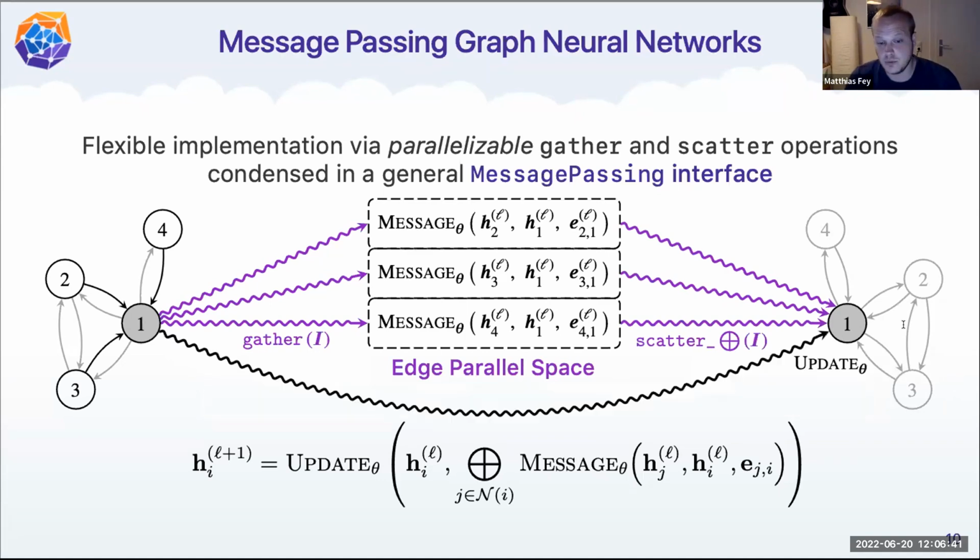And finally, we are back in node level space. And that means that we can now combine or update our node level representation by the previous representation and the aggregate of the scatter output.